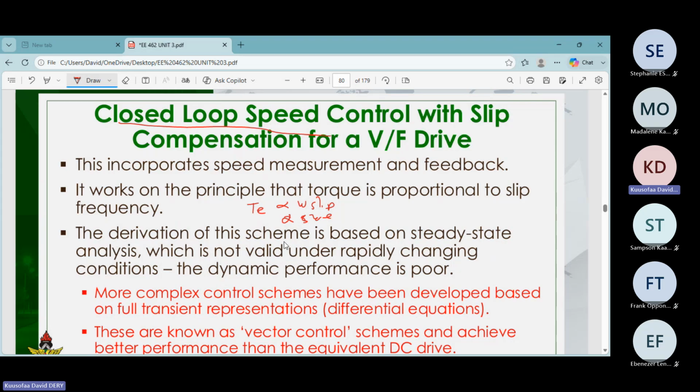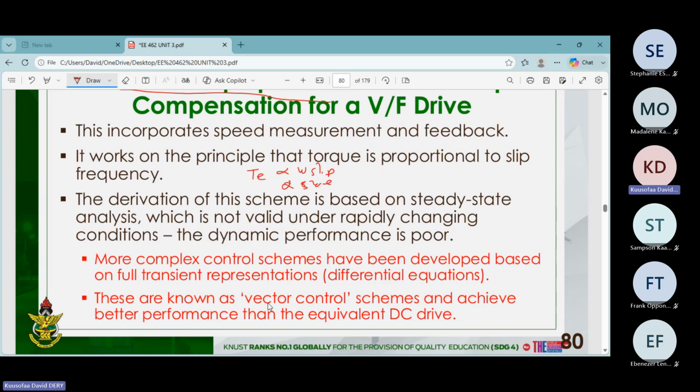The derivation of this scheme is based on steady state analysis, which is not valid under rapidly changing conditions. That is, the dynamic performance is very poor. This is still based on the steady state performance. More complex control schemes have been developed based on the full transient representation. You model everything, including all the dynamic performance parameters of the motor. These are known as vector control schemes and achieve better performance than the equivalent DC drives. So that is for the frequency control.